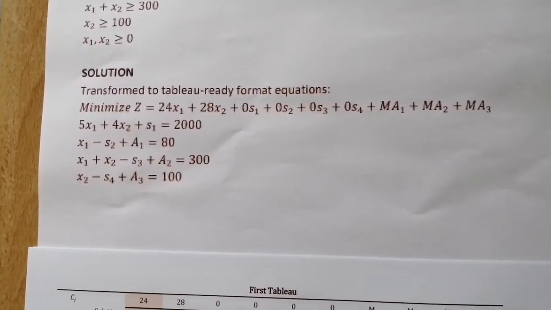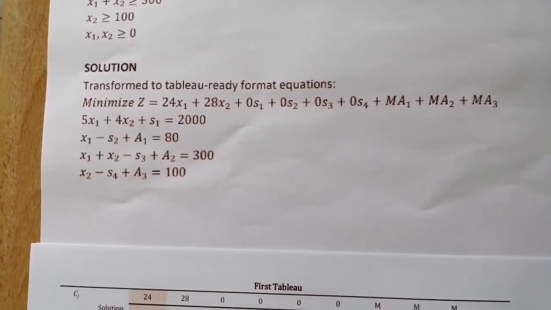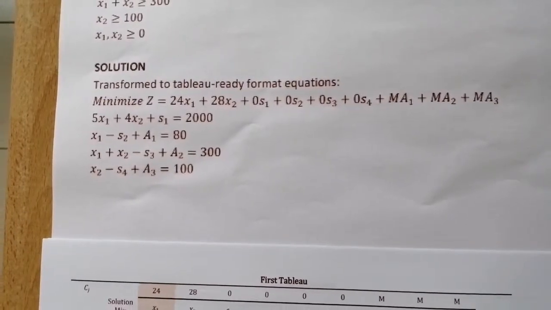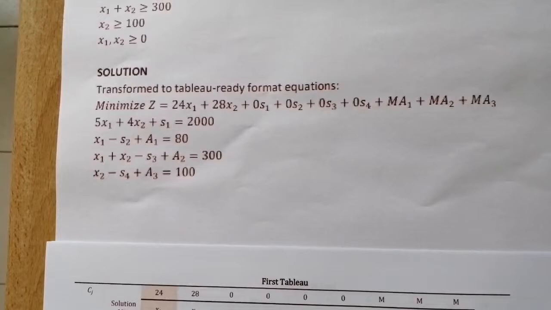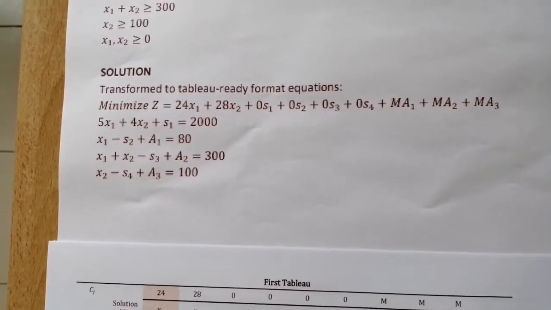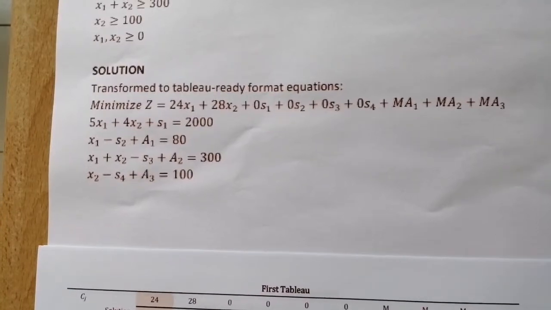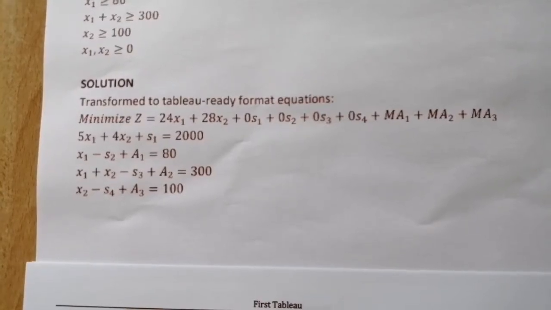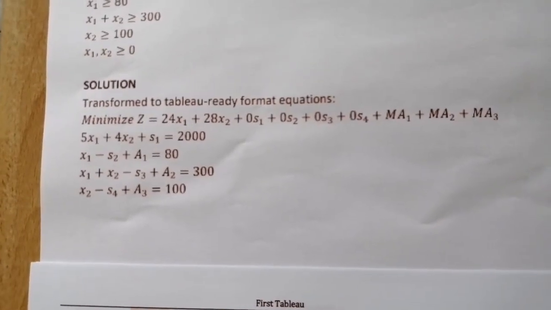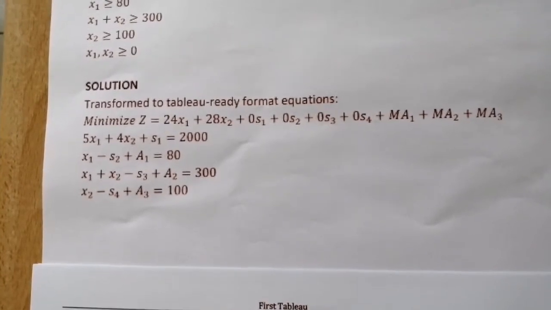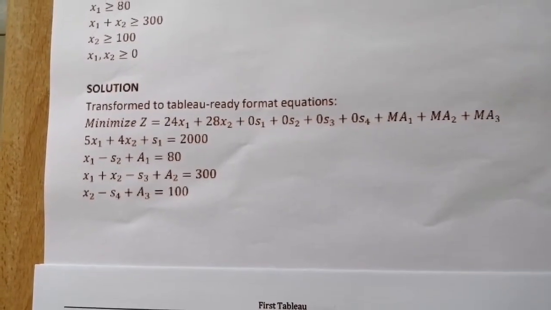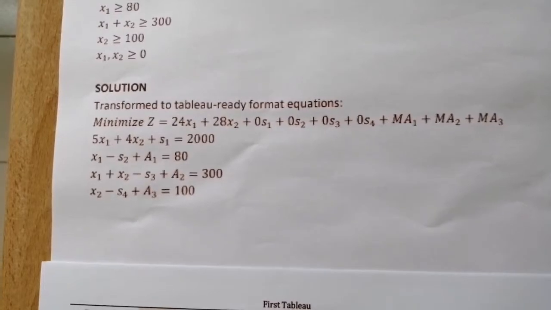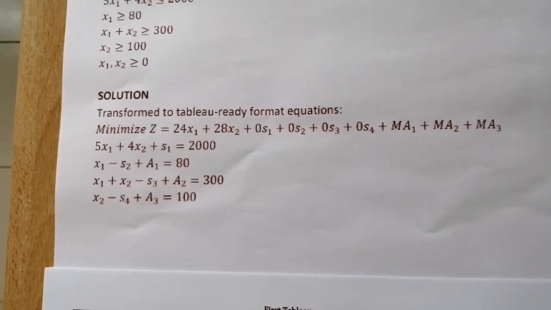Our first constraint is 5x sub 1 plus 4x sub 2 plus s sub 1 equals 2000. Our second constraint is x sub 1 minus s sub 2 plus a sub 1 equals 80. Our third constraint is x sub 1 plus x sub 2 minus s sub 3 plus a sub 2 equals 300. Our fourth constraint is x sub 2 minus s sub 4 plus a sub 3 equals 100.